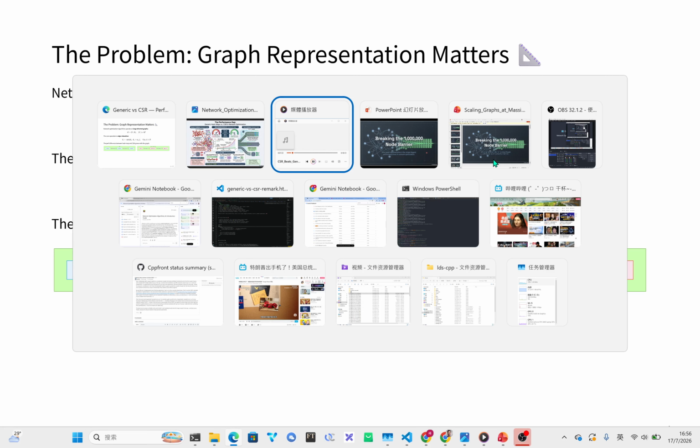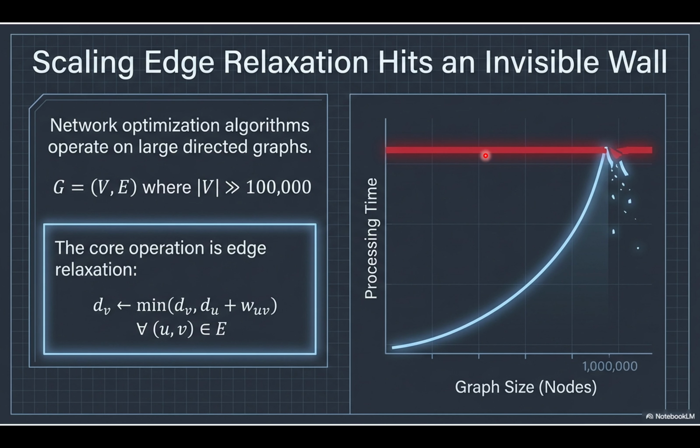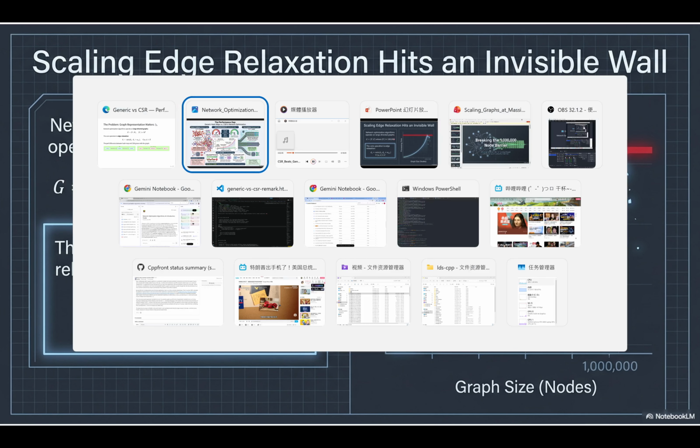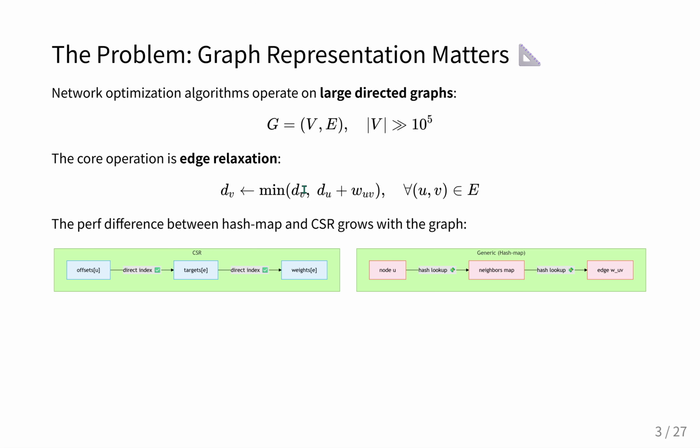And the fundamental operation these networks have to run constantly is called edge relaxation. In network optimization, edge relaxation is essentially just updating the shortest known distance to a node. So if you find a faster route to a destination, you update your mental estimated time of arrival. You are basically constantly asking the system, can I get to node V faster by going through node U? And doing that millions of times a second, that is the core problem.